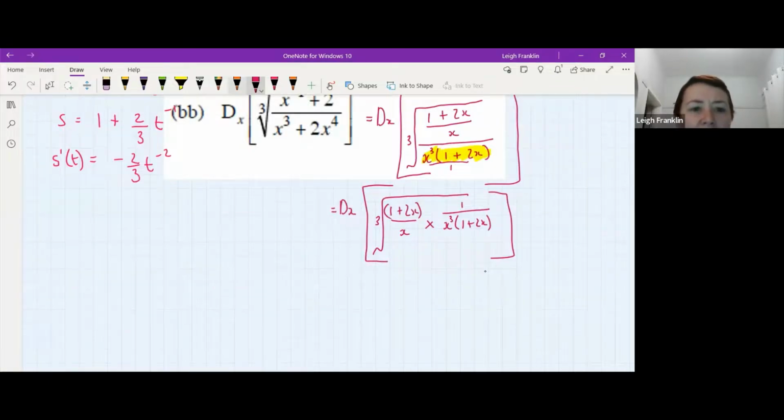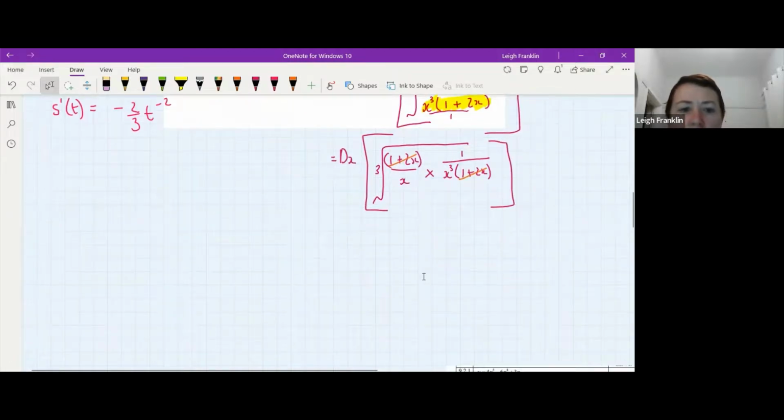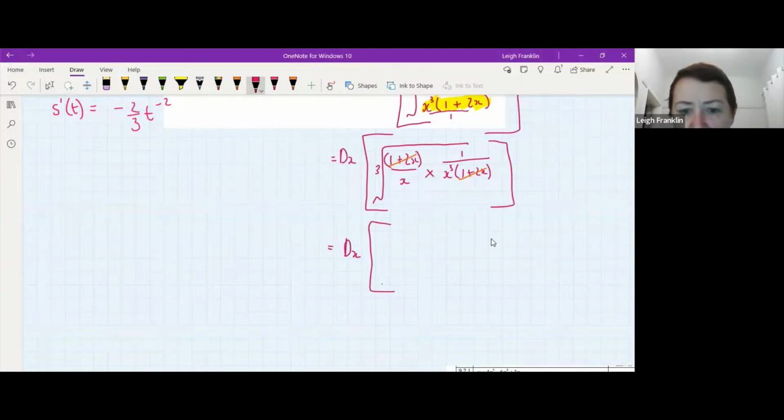And now I can cancel something at the top with something at the bottom. Does that make sense to everybody? Are we all good so far? Any questions? All right, now again, I'm going to keep my dx, I'm going to keep my square brackets. I'm not ready to apply my power rule just yet. I've still got this nasty cube root, and this is 1 over x to the power of 4.